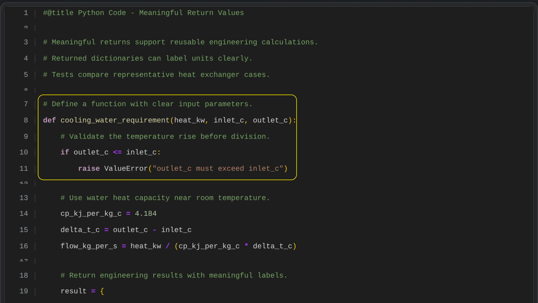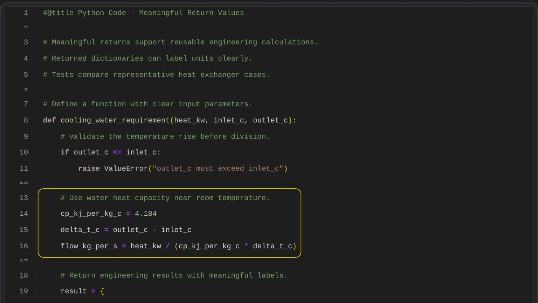To find the required cooling water flow rate, use water's specific heat capacity, 4.184 kilojoules per kilogram per degree Celsius, and the temperature rise from inlet to outlet. The flow rate in kilograms per second is found by dividing the heat load in kilowatts by the product of the specific heat capacity and the temperature difference. This gives the amount of water needed to absorb the required heat while reaching the desired temperature change.